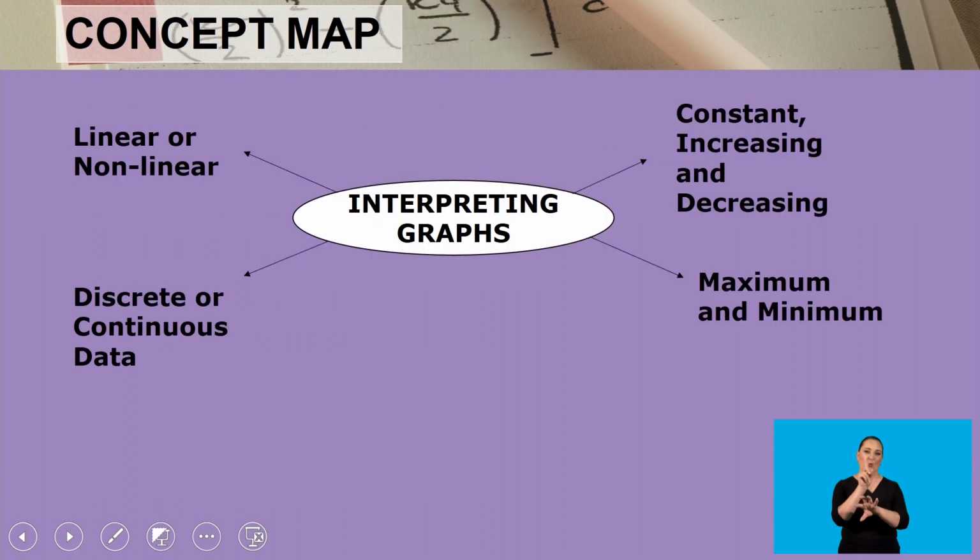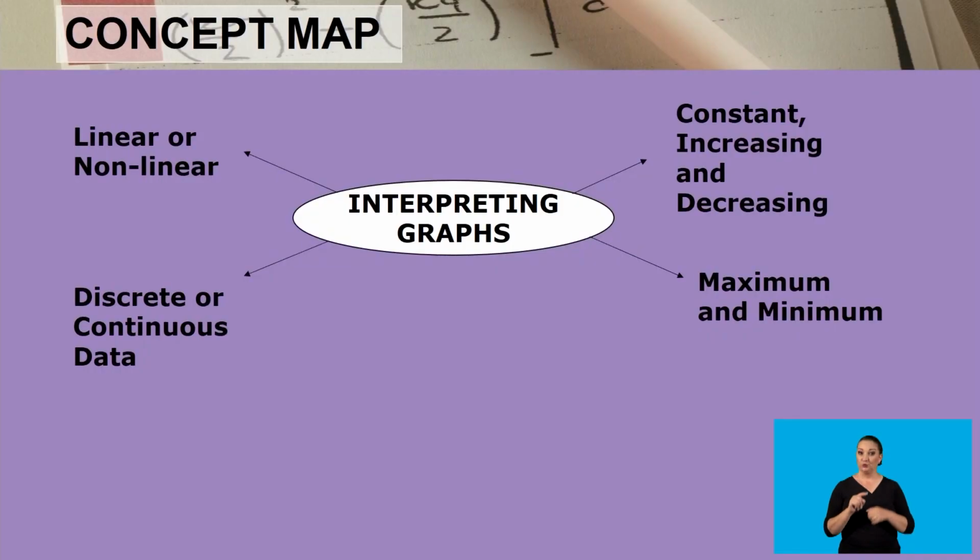Let's look at our concept map for today. So as we have mentioned, the focus of our lesson is interpreting graphs, and we are going to be looking at the topics of, well, the first one is going to be the linear or nonlinear. Then we are going to look at the constant, the increasing, and the decreasing. So that's when we are looking at our graphs. Next, we are going to go over to the maximum and the minimum. And then lastly, we are going to look at the discrete or the continuous data.